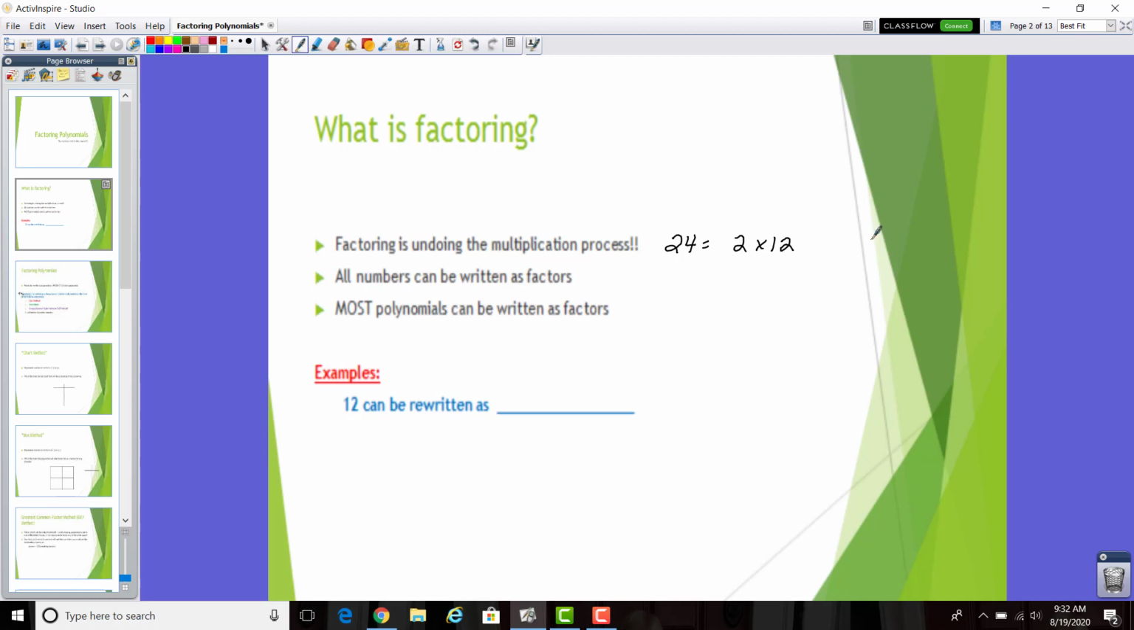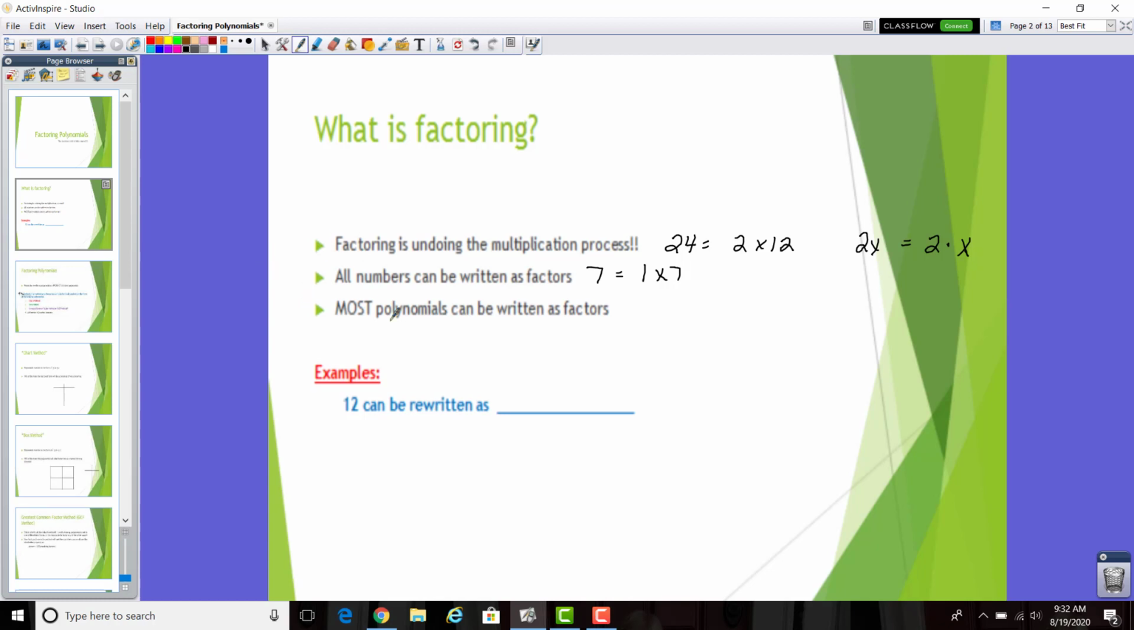So we say that the numbers 2 and 12 are factors of 24. When we think about terms, say we have 2x. Well, 2 and x is what we multiplied to get that term of 2x. So the number 2 and the variable x would be factors. All numbers can be written as factors, including prime numbers. So if we take the number 7, that is prime because it can only be rewritten as factors with 1 and 7. Not all polynomials can be rewritten as factors. There are some polynomials that are considered prime and can only be written as themselves, so we can't break them down any further, but most of them can.